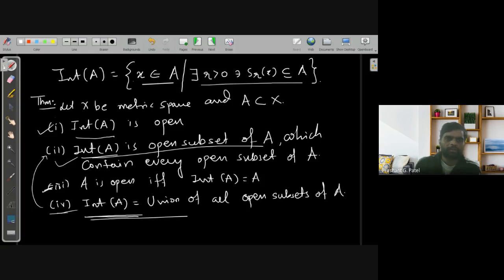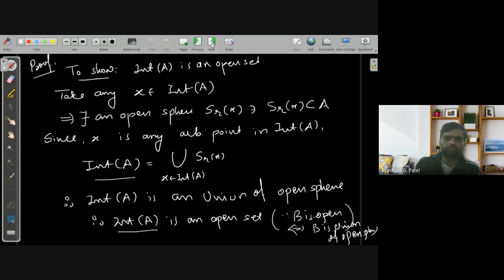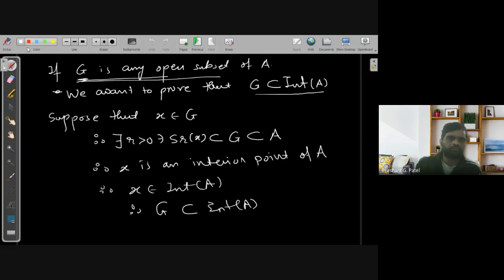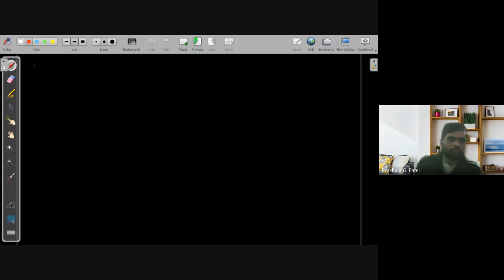Now the third statement, we will prove the third one. What is the objective to prove the third statement? It says that A is open if and only if interior of A is same as A. One side is obvious. Which side is easy to prove or trivial from the previous discussion?